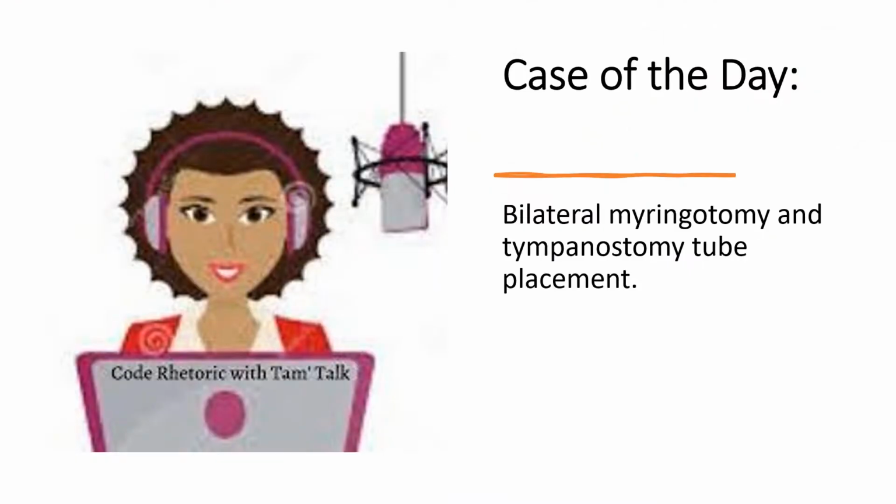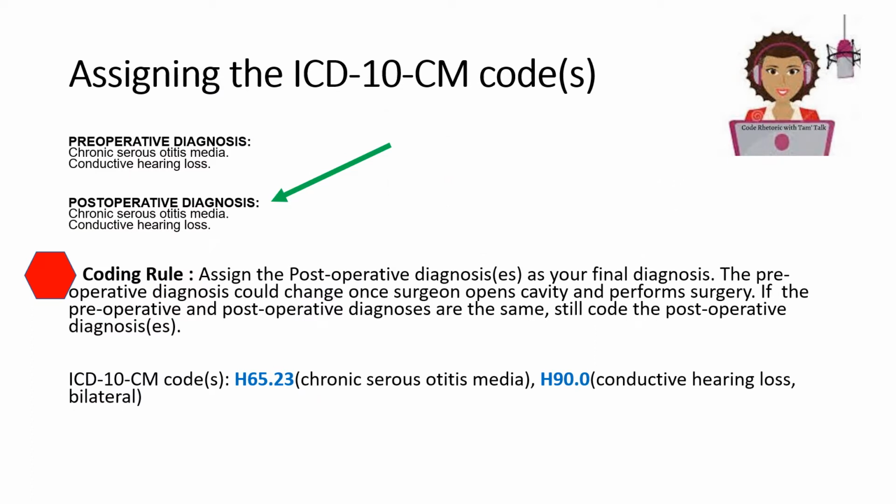So our case of the day is a bilateral laryngotomy and tympanostomy tube placement. Again, it is a bilateral laryngotomy and tympanostomy tube placement. So for those of you who are in coding, you are well aware that the surgical operative report has a specific format. And for those of you who are new to coding, I am going to be breaking out the surgical operative report format for the sake of this video, just so that we can focus in on the specific components of the surgical operative report.